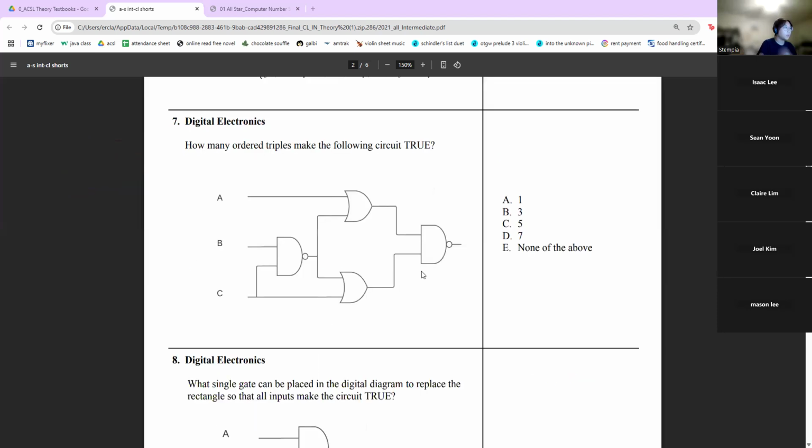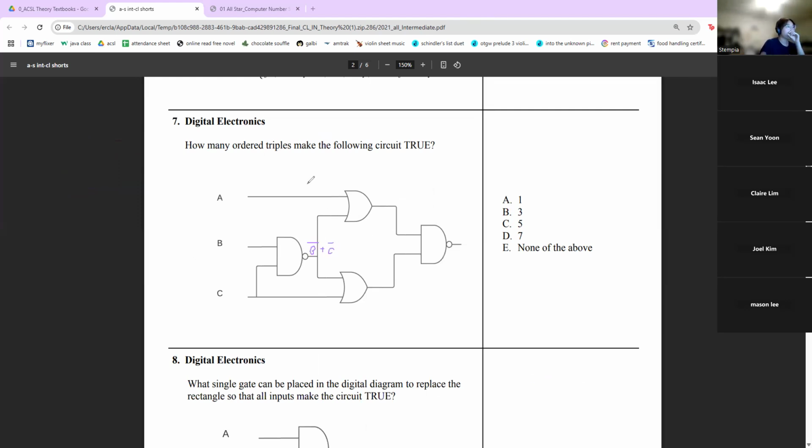Number 7. How many ordered triples make the following circuit true? Very simple digital electronic problem, right? Starting with the first one going left to right, we have a not and operator. So that's going to give us not and of B and C, which we can split using De Morgan's law into not B plus not C.